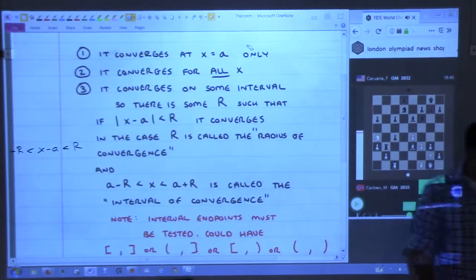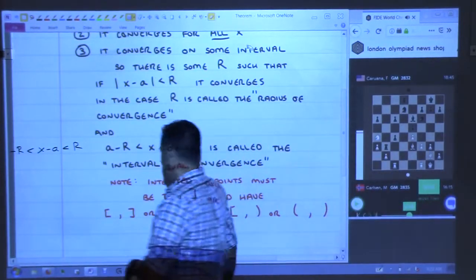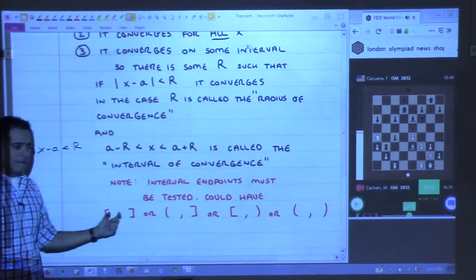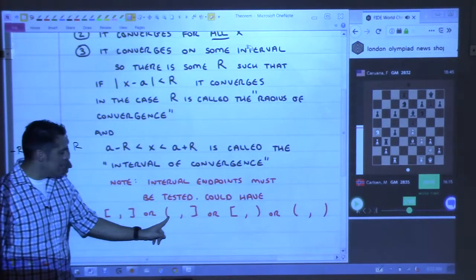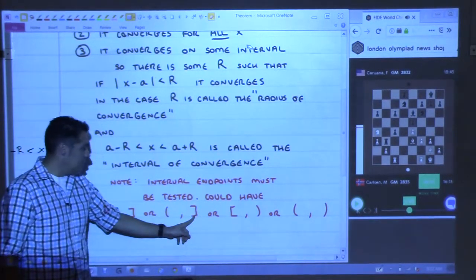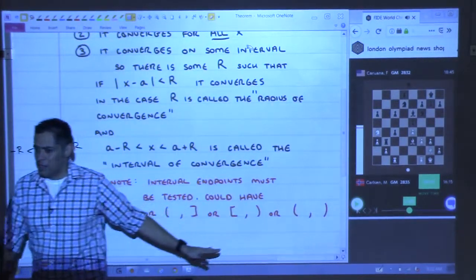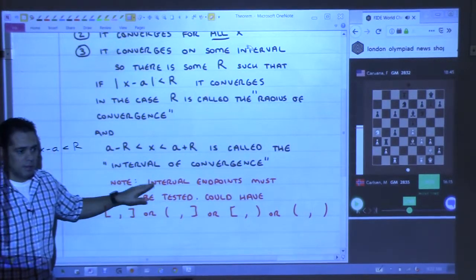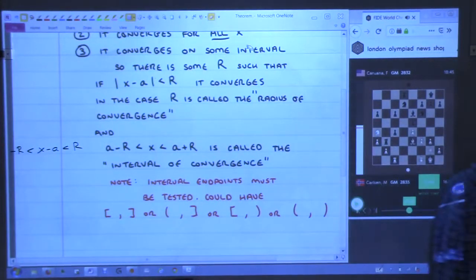And when we do that interval of convergence, there are four types of intervals in mathematics. There's where both endpoints are included. Remember, brackets mean include the endpoints. We could have the left endpoint not included, the right endpoint included, or the other way around, or don't include both endpoints. Those are our four possible intervals that we could get. And we're going to have to test our endpoints. All right, so this is the theorem. Let me do a couple of examples to kind of bring this all to light, hopefully.